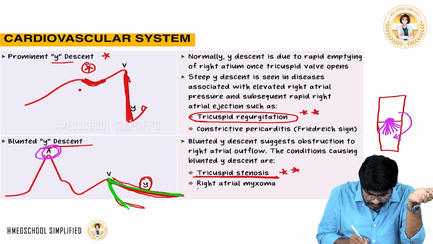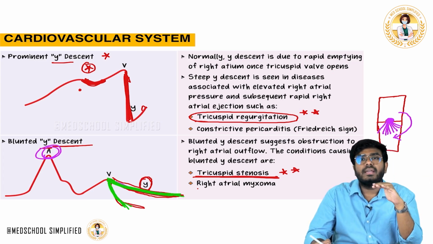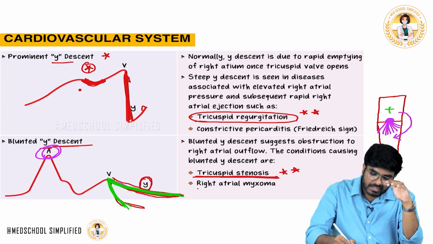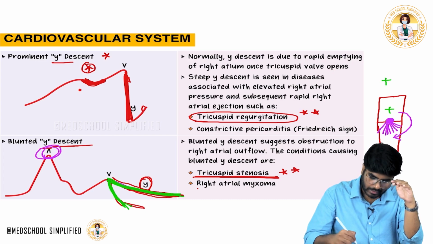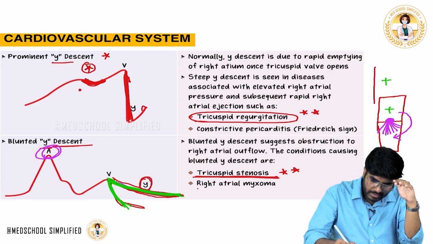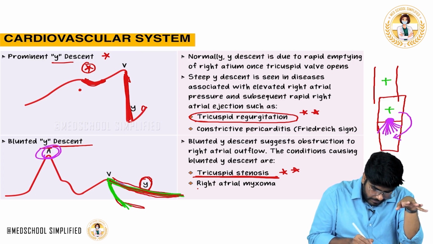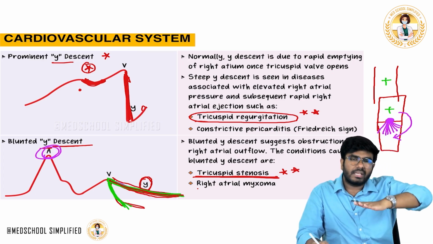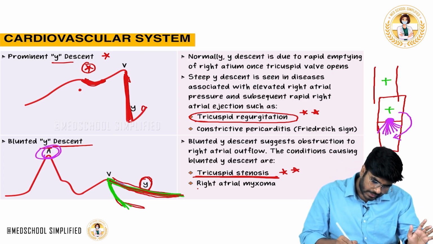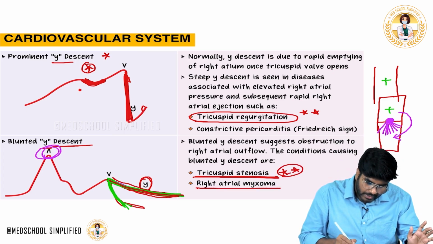So pressure is not properly decreasing in the atria, and so pressure is not getting properly decreased in the internal jugular veins. Internal jugular venous pressure is not properly decreasing. That's why there is a blunted Y wave. It's not steep, it's blunt. Seen in tricuspid stenosis, and the same in right atrial myxoma also.